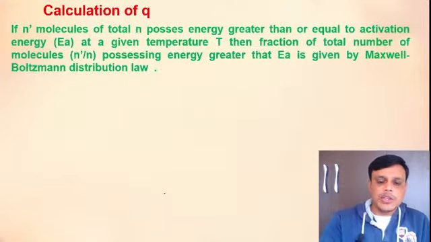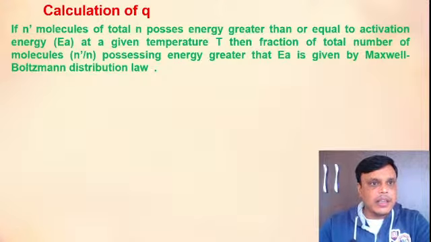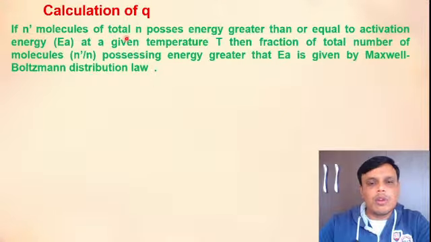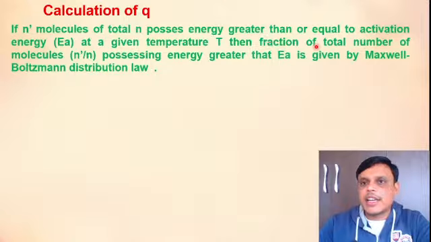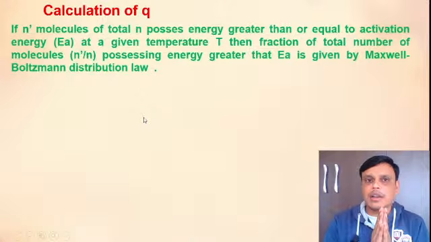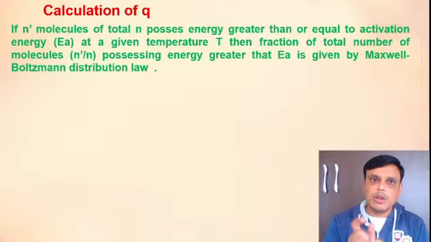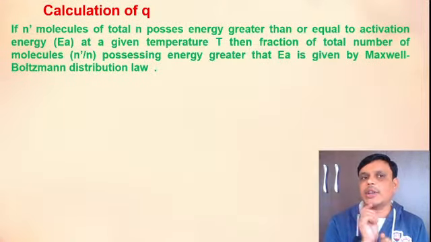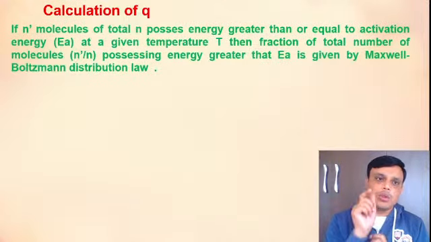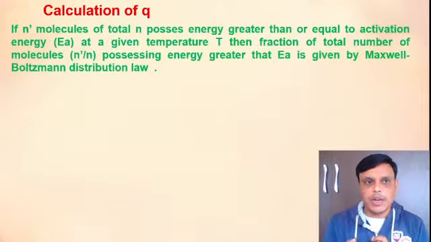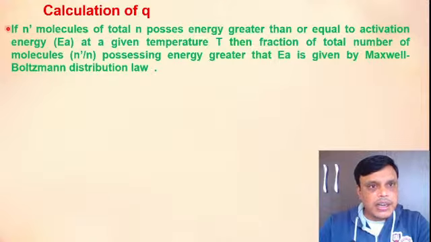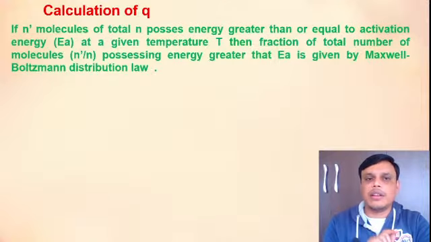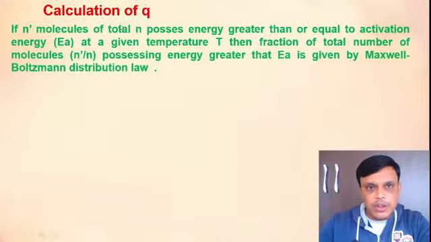So here, calculation of Q. If n dash molecules of the total n possess energy greater than or equal to the activation energy. I have told you every collision will not get converted into the product. Only those molecules which possess energy greater than or equal to the activation energy can get converted into the product. So this n dash is the number of molecules that possess energy greater than or equal to activation energy out of the total number of collisions, that is n.